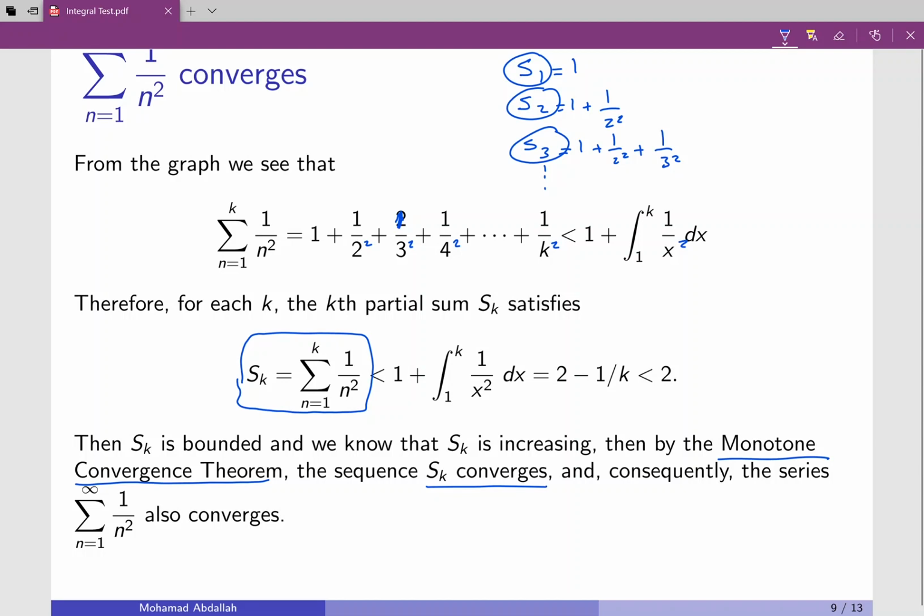So the sum from n equals 1 to infinity of 1 over n squared is convergent. It's convergent, but we cannot find its limit. I just know that it's convergent.